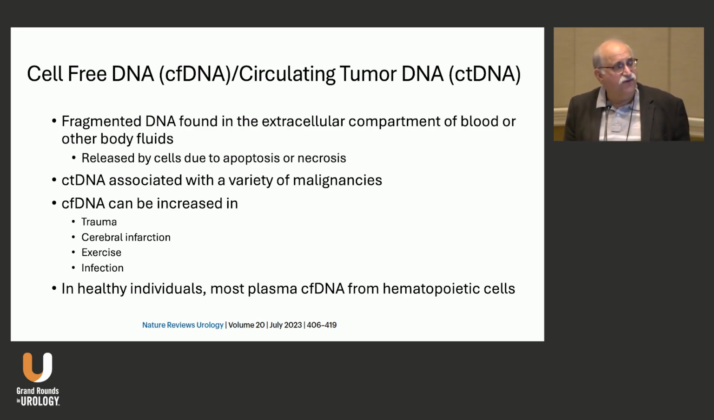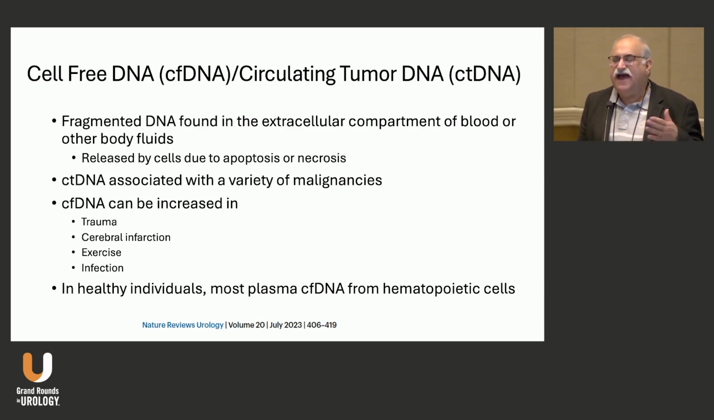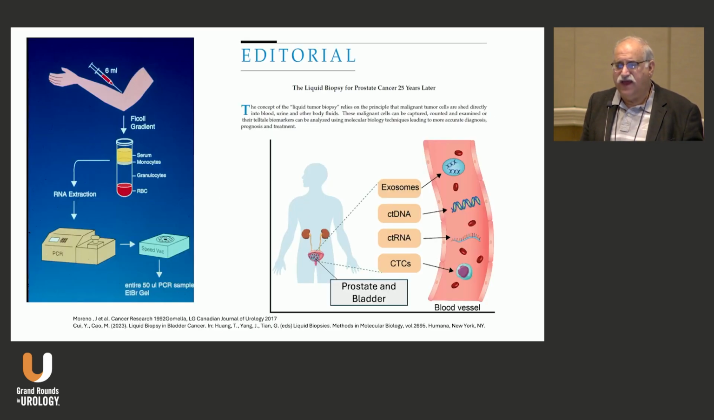And in healthy individuals, most of the cell-free DNA comes from the hematopoietic cells. Not to get in the weeds too much, but when you do these assays, you have to make sure that when you're measuring circulating tumor DNA, you're not picking up a signal from hematopoietic cells. And that is a technicality when you're actually doing studies of circulating tumor DNA.